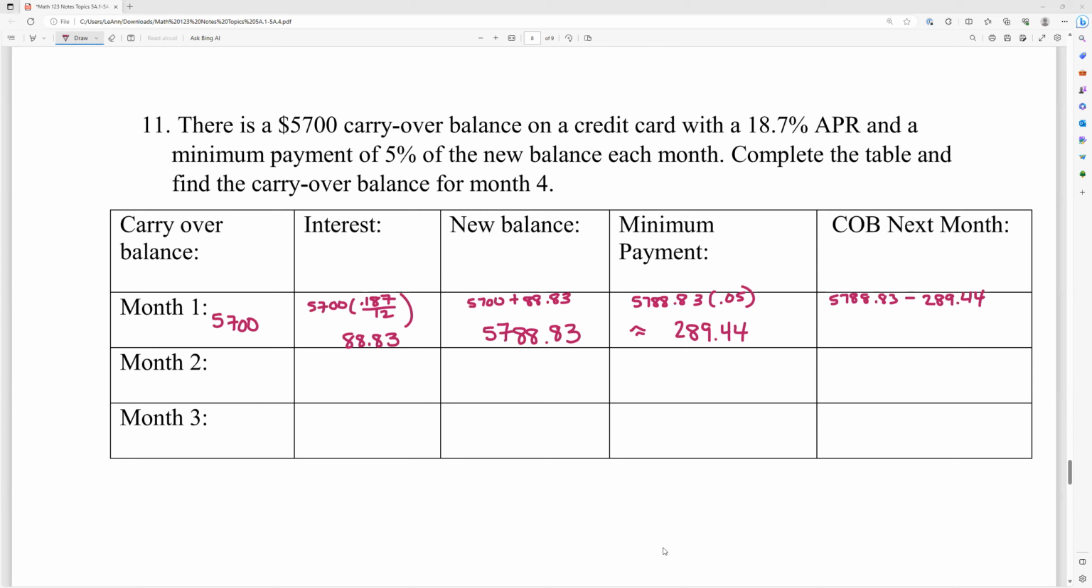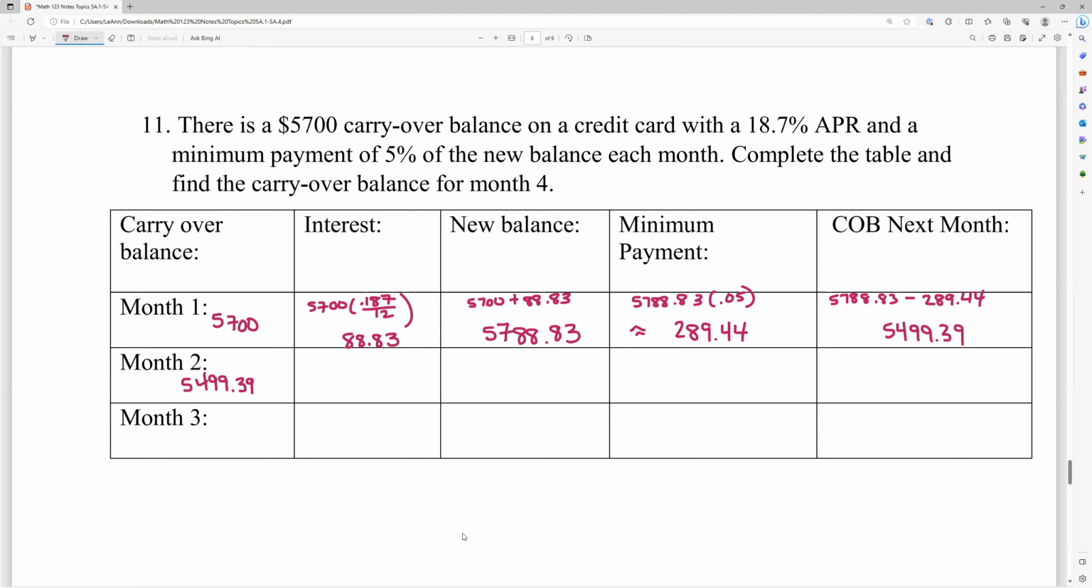So 5,788.83 minus 289.44. That's going to be $5,499.39. Okay, go ahead and carry that over to month 2. So still in debt, just a little bit less than before.